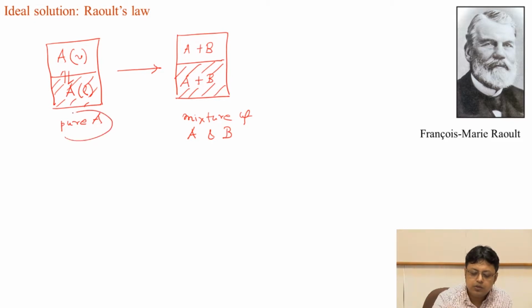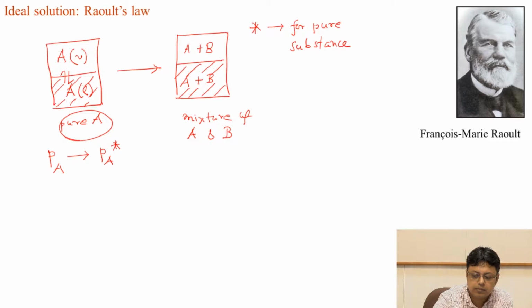Now, to denote the vapor pressure for pure A, instead of writing it as PA, we'll write it as PA star. What this star denotes is a pure substance. So initially the chemical potential was also, we'll write it in a similar notation. Instead of mu A, we'll write it as mu A star.